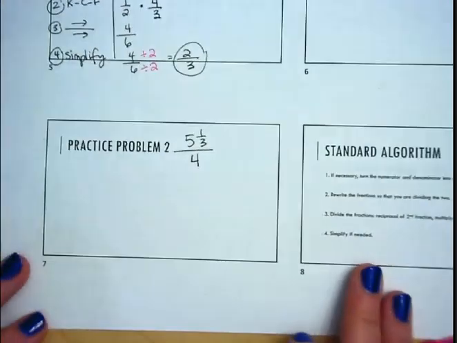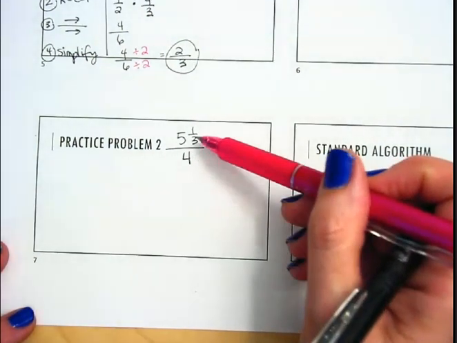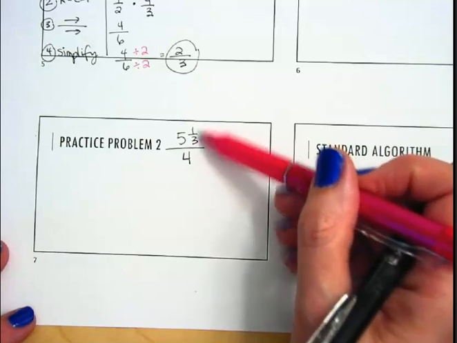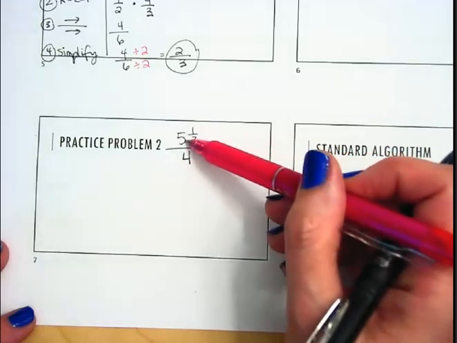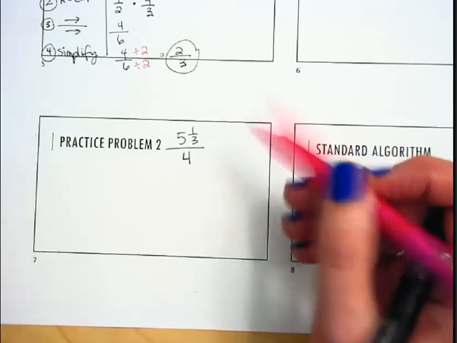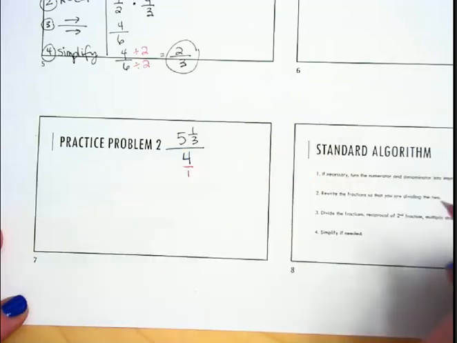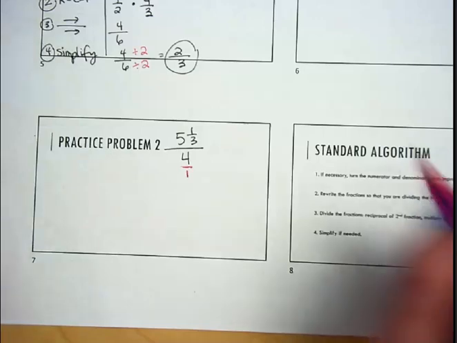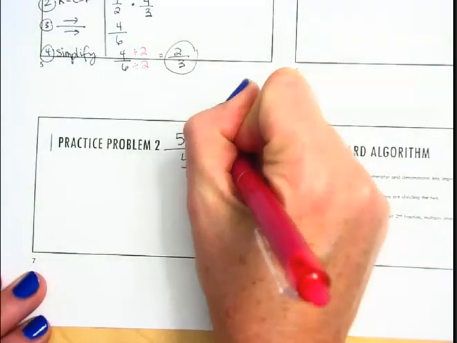But the way that this problem is written, 4 doesn't have a denominator. And then 5 1/3, it has a numerator and denominator, but if you just use these for your multiplying step, you wouldn't be taking into account the 5. So we're going to do 2 things. We're going to fix the 4 by putting it over 1, because any integer over 1 still has the same value. And we're going to fix the 5 1/3 by converting it to an improper fraction.